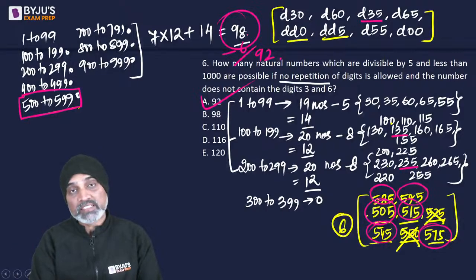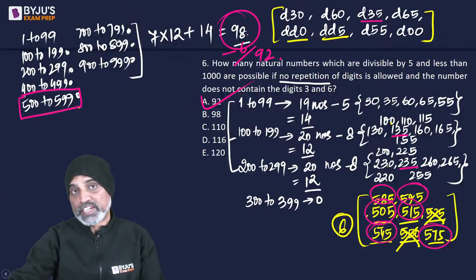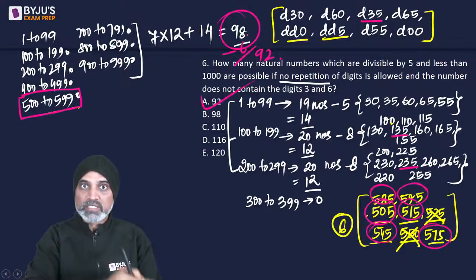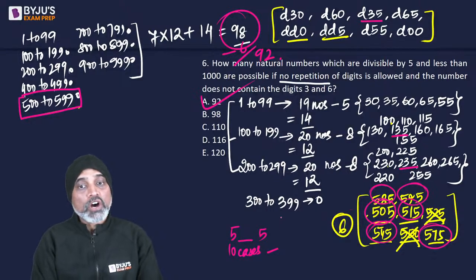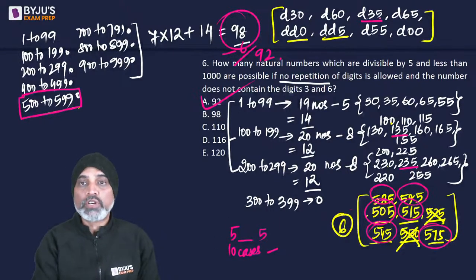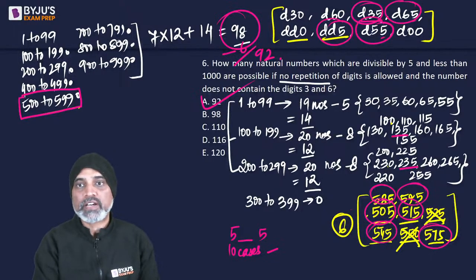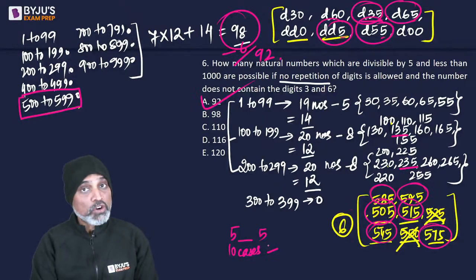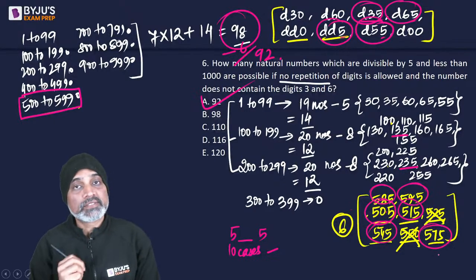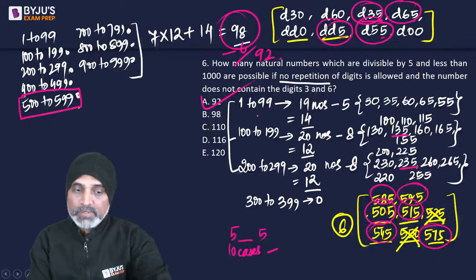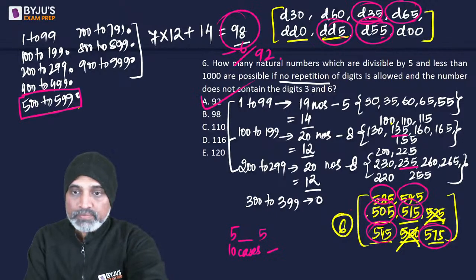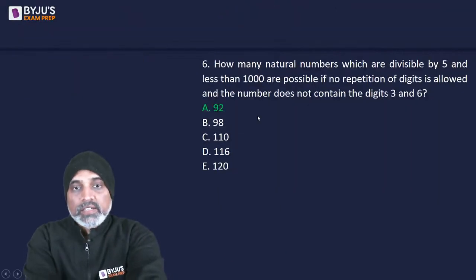So out of 10 cases of 505 to 595, these 10 cases, where the number starts with 5 and ends in 5, these 10 cases have to be removed. Out of these 10 cases, 4 cases we have already removed, where 5 comes at the last. 6 more were left. So those 6 are these. So 6 further reduces. So we will have 92. I hope it is clear now. Difficult one.